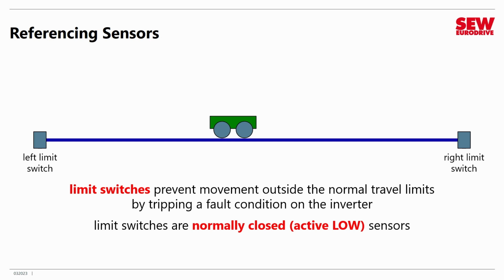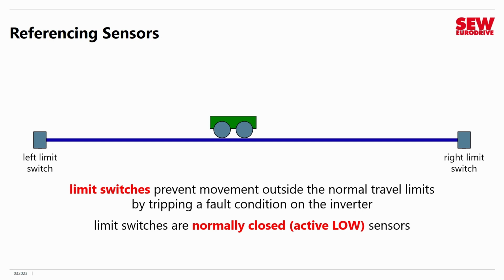Limit switches are normally closed. They're what are called active low sensors. That means they output a voltage when they're not being touched, usually 24 volts. And when you touch them, they output a low voltage, something close to zero. They do this as a kind of fail-safe mechanism. If a wire gets cut or a power supply fails, it trips the limit switch by going low.